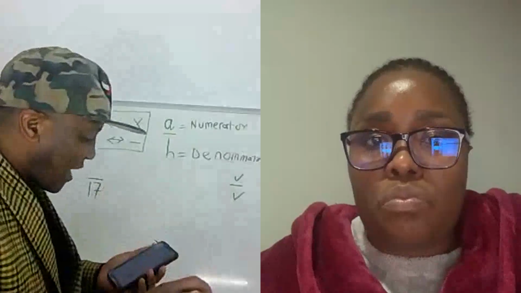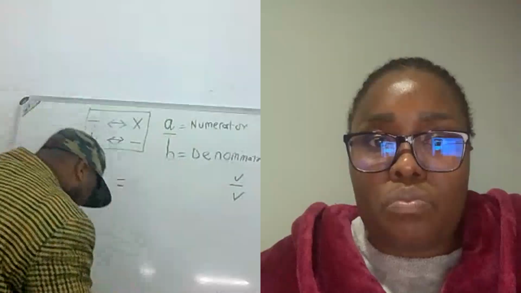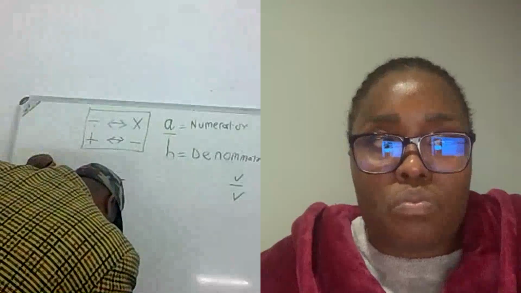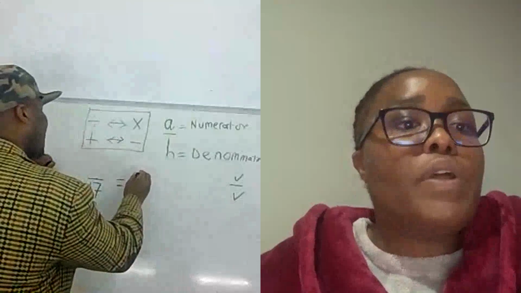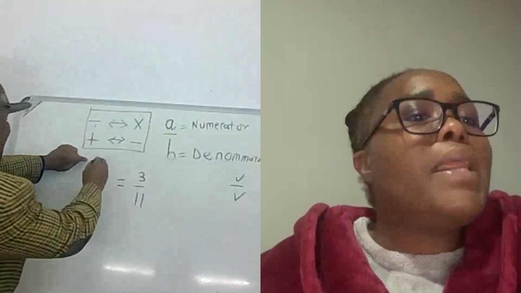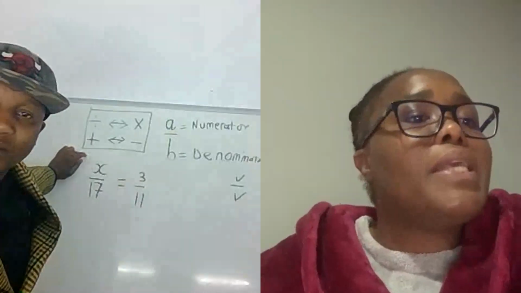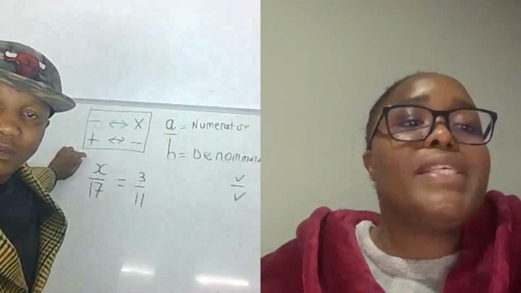It says that's equivalent to. Equivalence means equal. Equivalent to what? To 3 over 11. So we don't know what is in here. But here it says 176. I'm saying it says the denominator of 176.